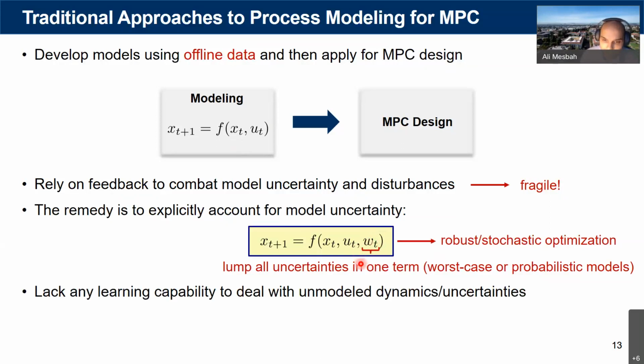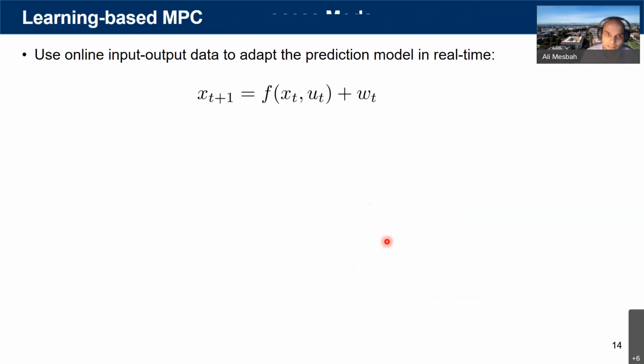But again, the issue in this approach is that if the description of uncertainty is learned offline, using your offline data, we lack the learning capability to deal with unmodeled dynamics and unmodeled uncertainties that could not be accounted for in the offline data upfront. So this leads us to the whole notion of learning-based control, or in this context, learning-based predictive control.